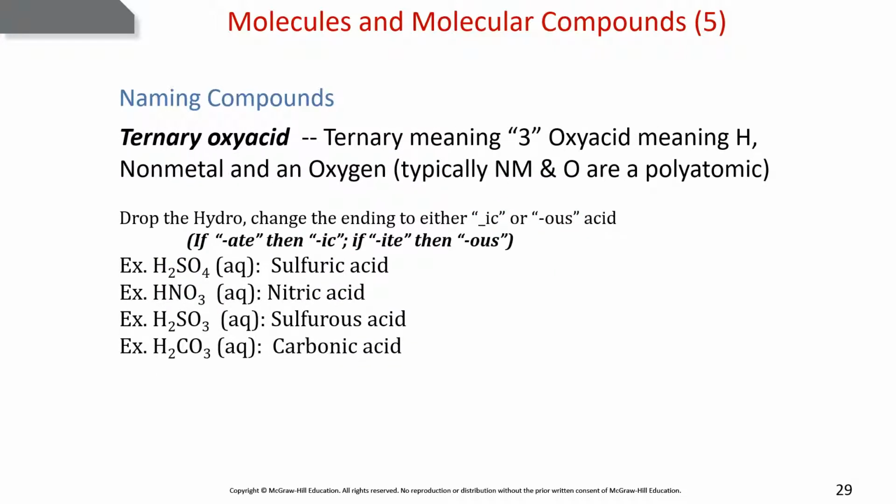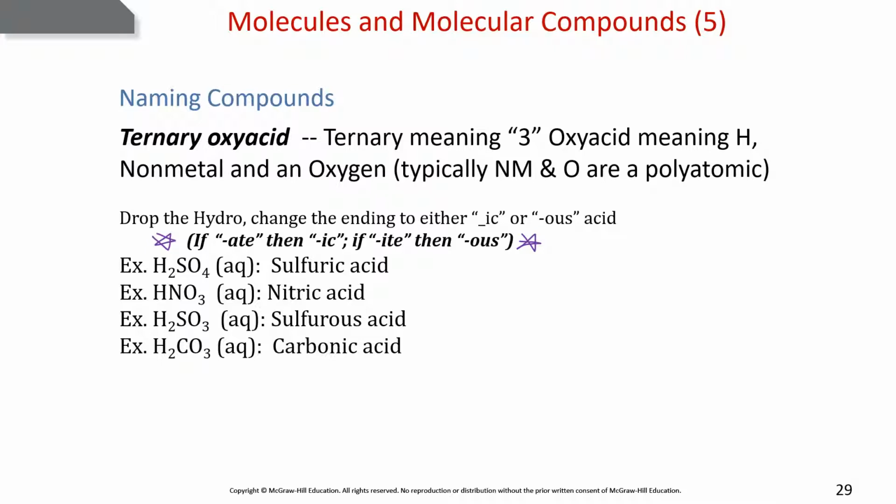Ternary oxyacids, ternary again meaning three, oxyacid meaning a hydrogen, a nonmetal, and an oxygen. Typically that nonmetal and oxygen are a polyatomic of some kind. Here's the rule. Know this. If ate, then ic. If ite, then os. What in the world are you talking about, Miss Meriwether? If ate, then ic. If ite, then os. So when we name this, we're dropping the hydro, even though these are acids, and we're going to change the ending to either ic or os based on the name of the polyatomic.